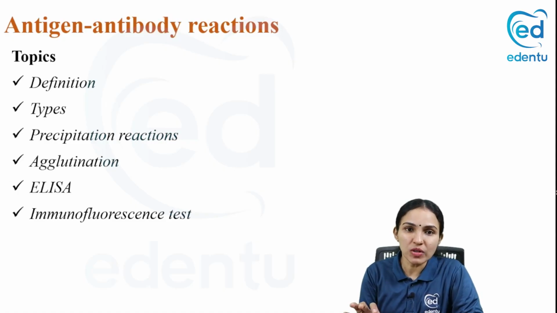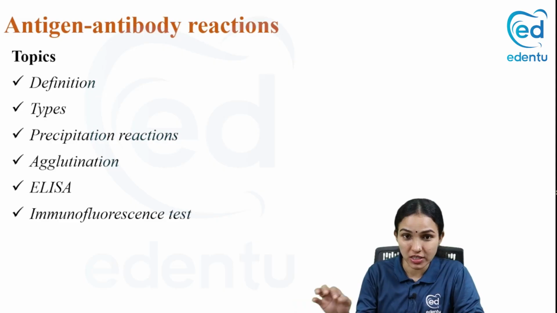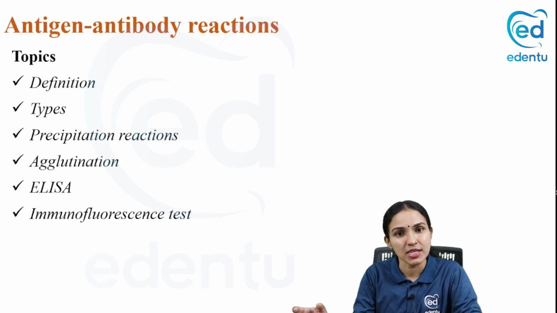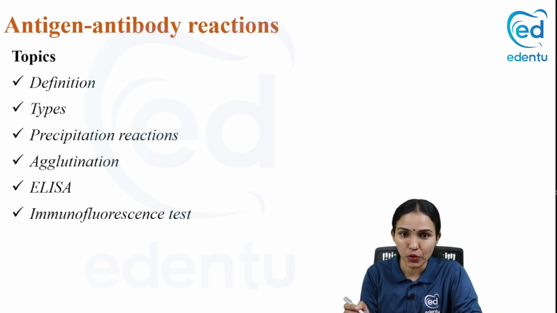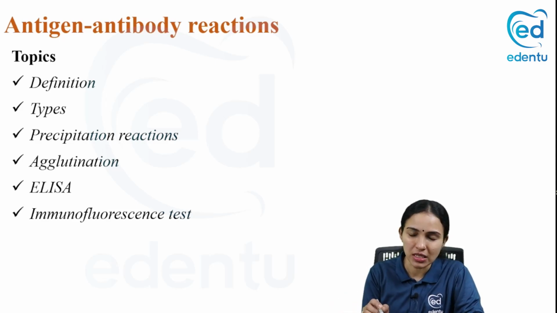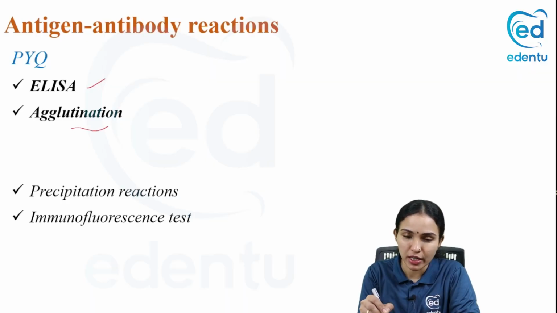So in this class we'll be discussing the following topics: the definition of antigen antibody reactions, and the different types of reactions, most importantly precipitation, agglutination, ELISA, and immunofluorescence. These four are the most important antigen antibody reactions from an exam point of view, so we'll be discussing them in detail. A previous year question asked from this topic was on ELISA and agglutination, and other probable questions are precipitation and immunofluorescence test.